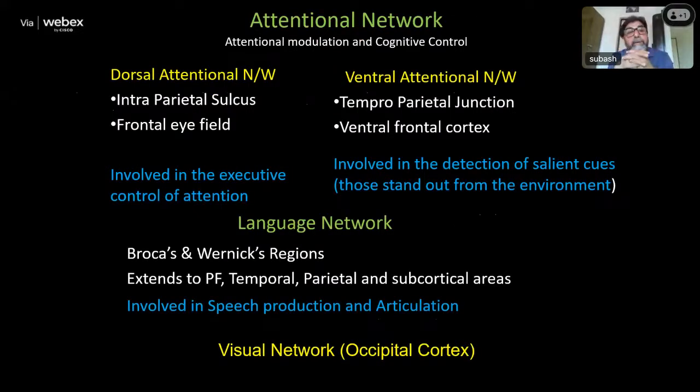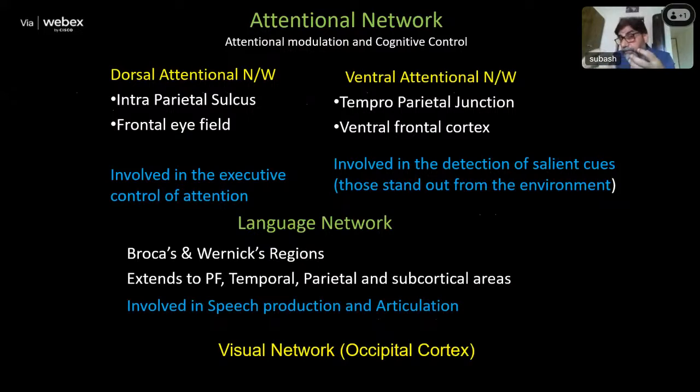Then comes the attention network. You have the dorsal attention network. In the attention network, you have two: dorsal attention and ventral attention. In dorsal attention, you have the intraparietal sulci and the frontal eye field. This is involved in the execution of control of attention. And the ventral attention network is involved in the detection of salient cues, those that stand out from the environment.